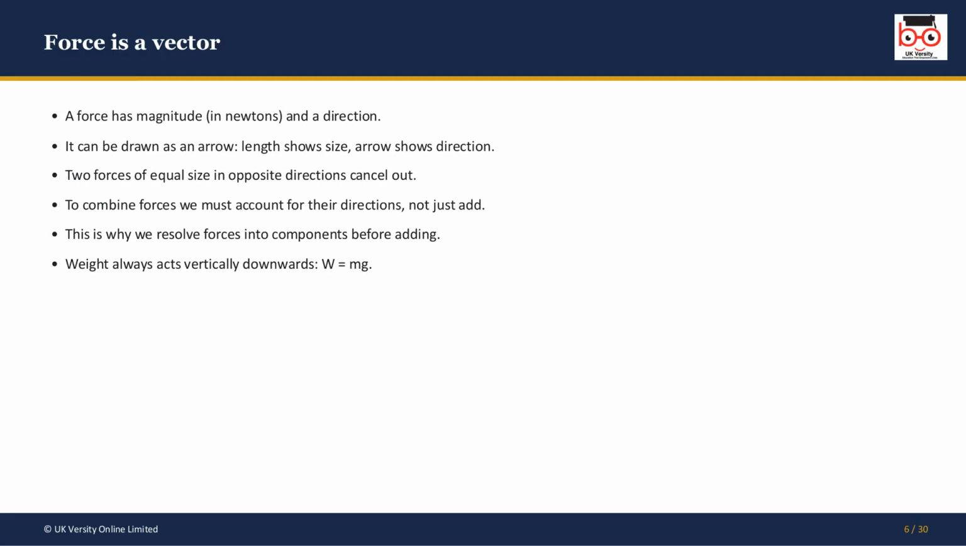Here's why we treat force so carefully. Because a force has both magnitude and direction, we can draw it as an arrow. The length shows how big it is, and the way it points shows its direction. Two equal forces pointing in opposite directions simply cancel out. So when we combine forces, we can't just add the numbers. We have to respect their directions. And that's precisely why we resolve them into components first. One force that's always predictable, though, is weight, which acts straight down and equals mass times g.